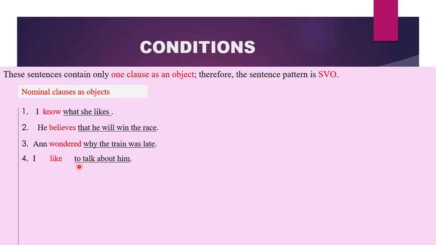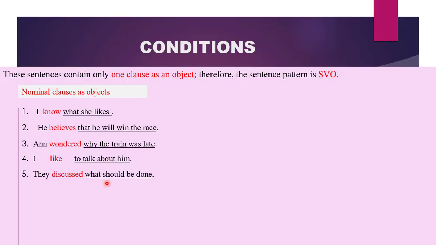I like to talk about him. What do I like? To talk about him. You can say, I like fufu. I like rice. Therefore, to talk about him is playing the same role as fufu and rice. So it is our object.